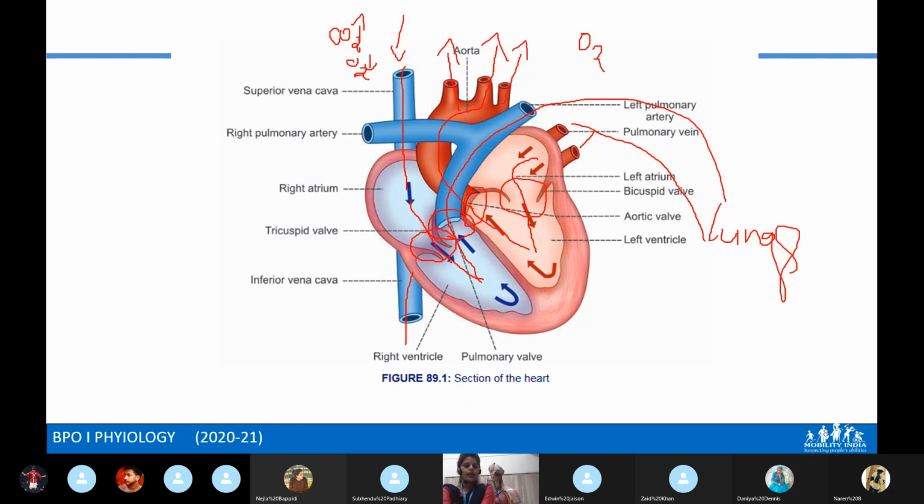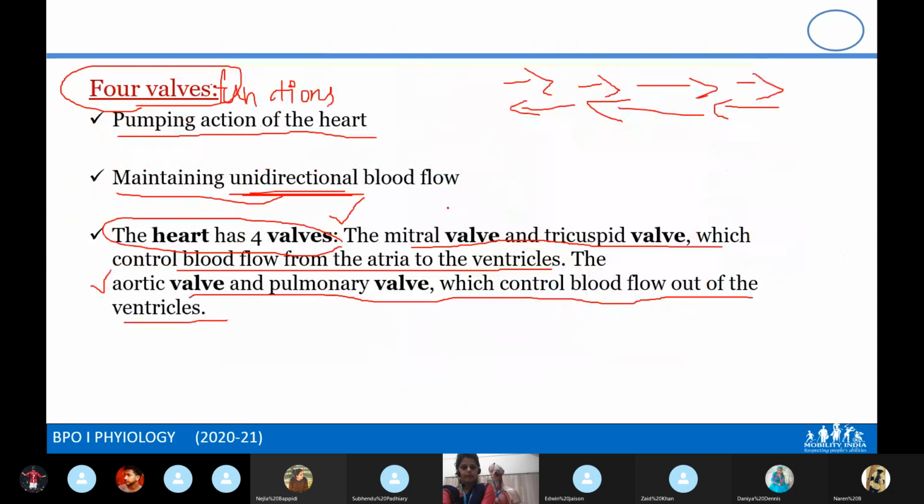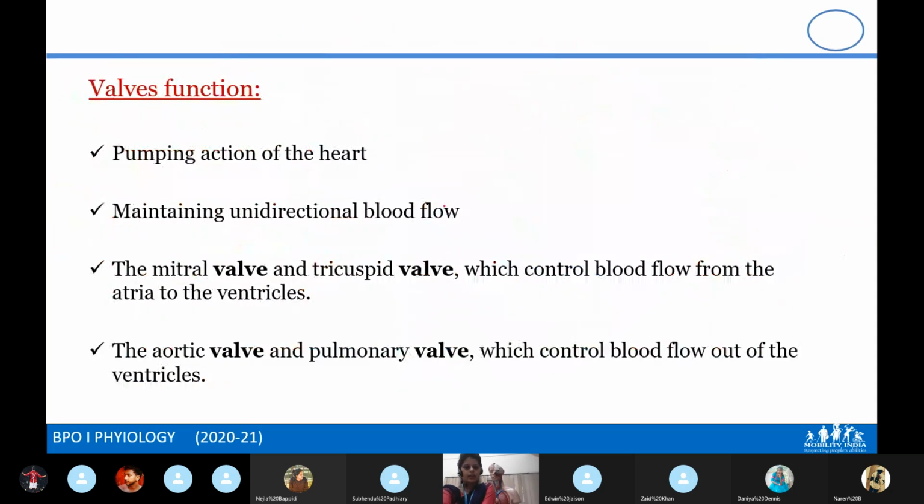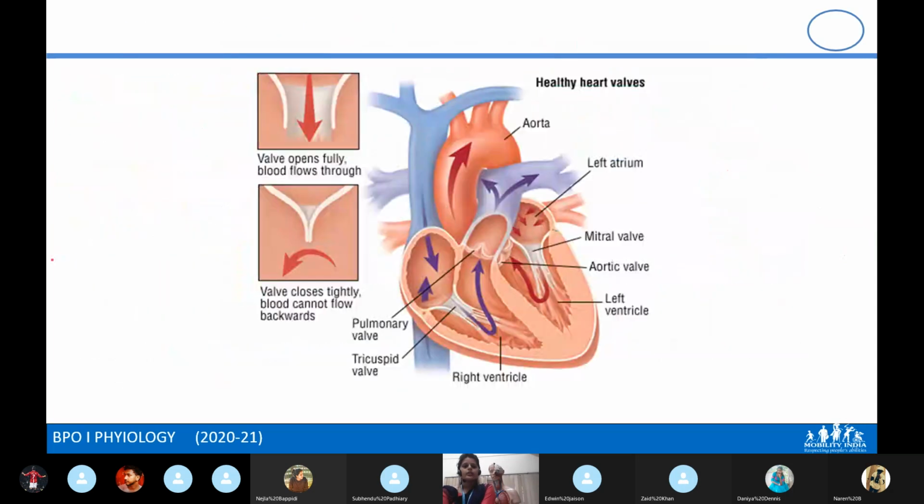Okay, so valves help in the unidirectional flow of blood. The tricuspid valve and bicuspid valve help blood flow from the atria to the ventricles. The pulmonary valve and aortic valve help the blood flow out from the ventricles. So that is the same point again, which is what we have discussed.